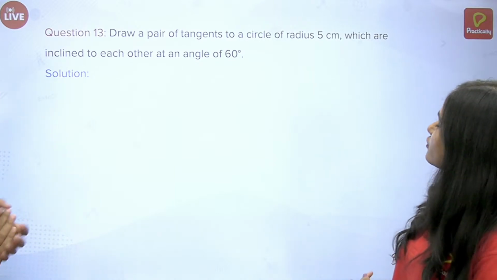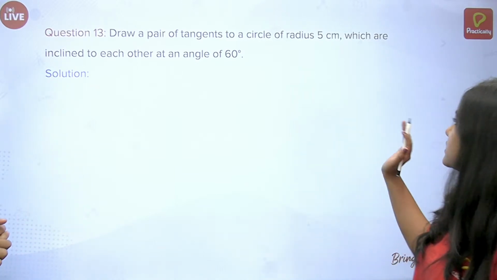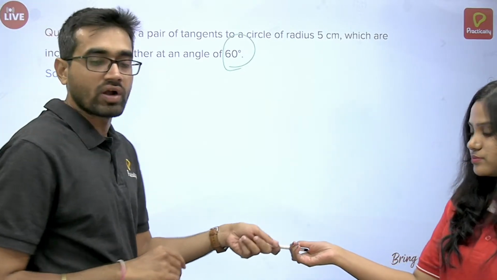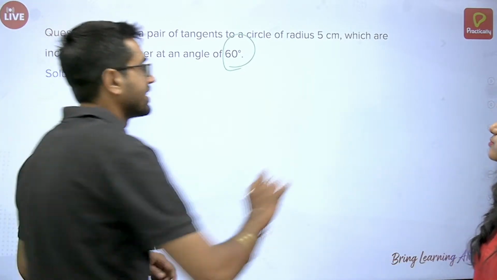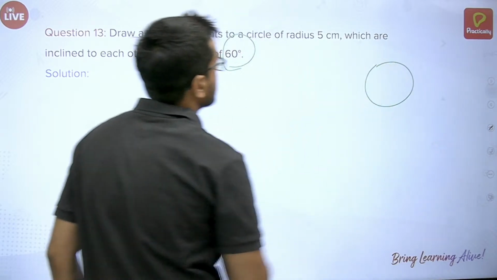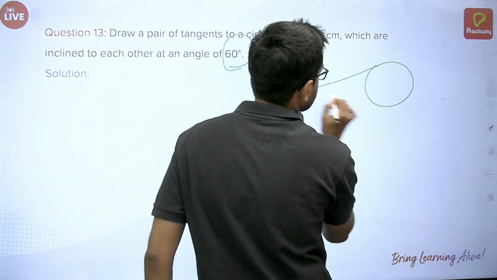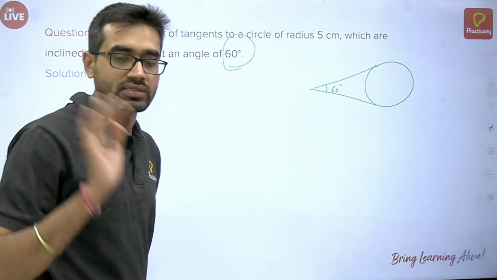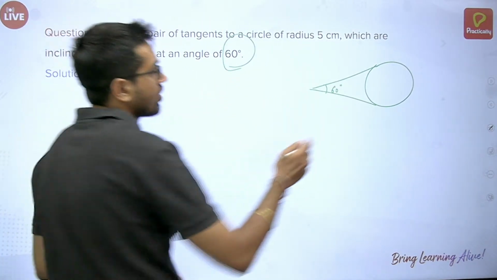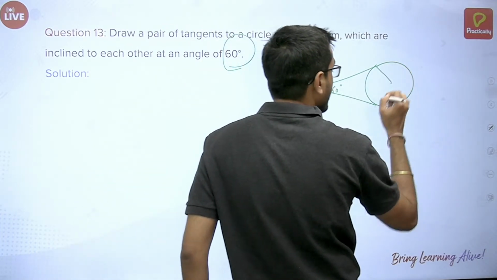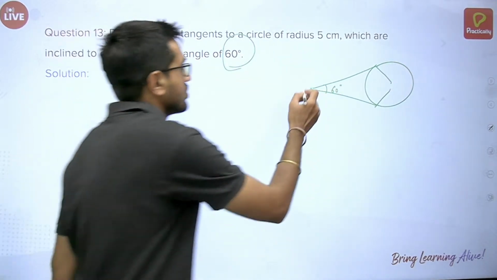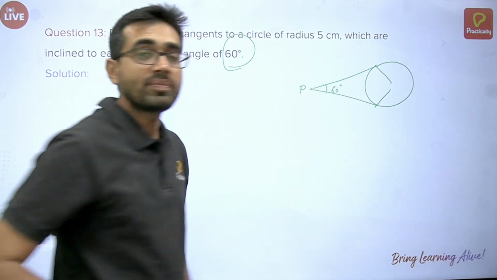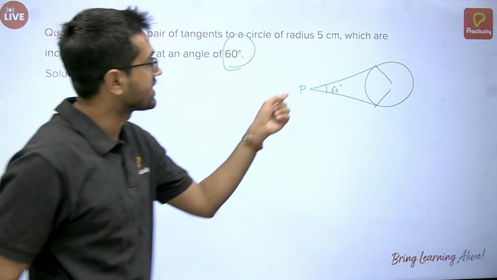Draw a pair of tangents to a circle of radius 5 centimeters which are inclined to each other at 60 degrees. So always in this kind of question, what we do is create a very simple situation, a rough diagram. A tangent pair on a circle is inclined at 60 degrees. So they are aligned at 60 degrees. The point from where the tangents come is not given, let us assume it is P, somewhere far away.